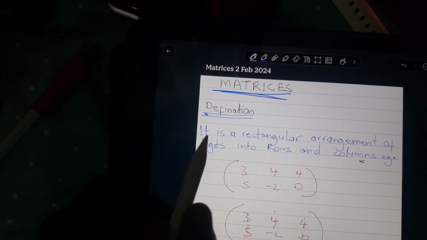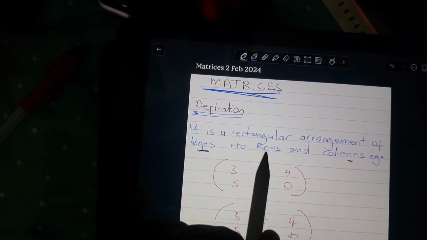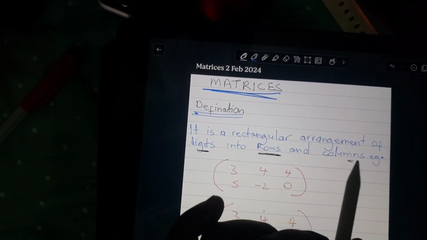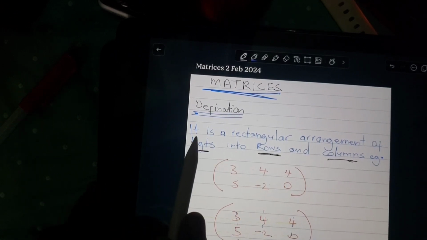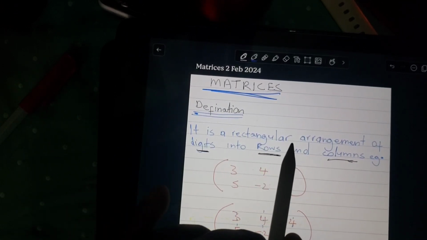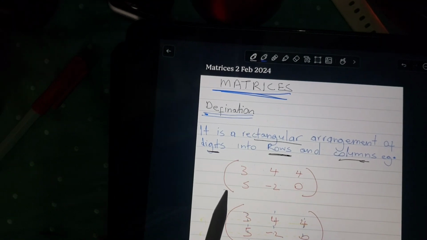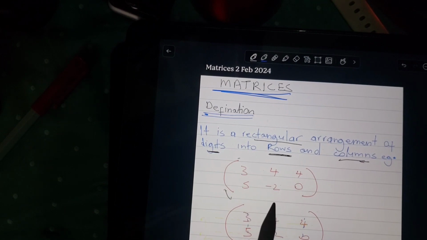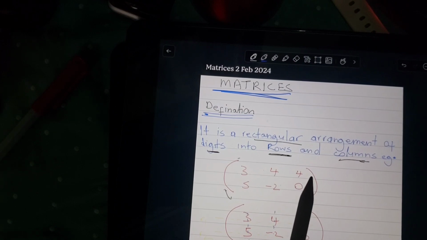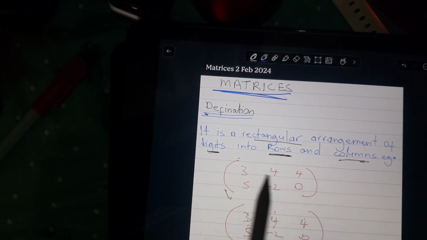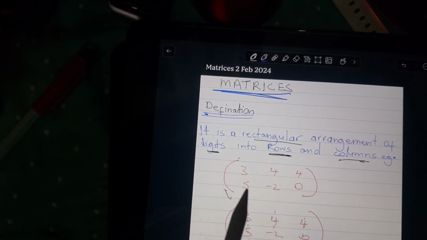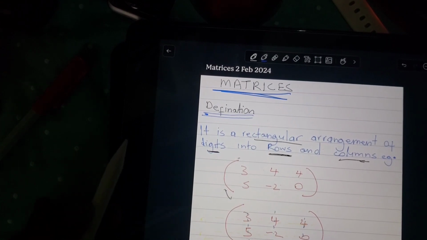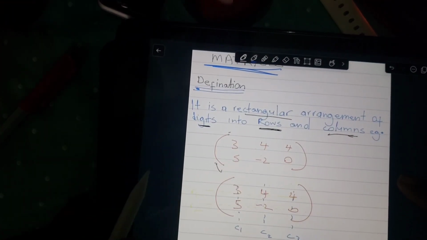We arrange my digits into rows and then into columns, and the elements form a rectangle, as you can see. The matrix is written in a bracket. You have the elements 3, 4, 4, 5, minus 2, and 0. So this is what we call a matrix. If you look at the elements, they form a rectangle. That's what we call a rectangular arrangement of digits into rows and columns.